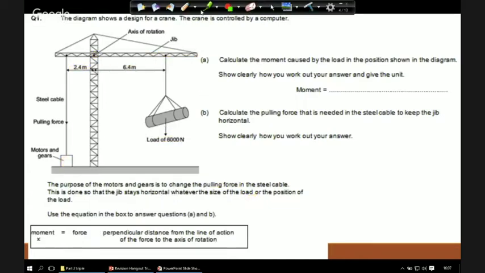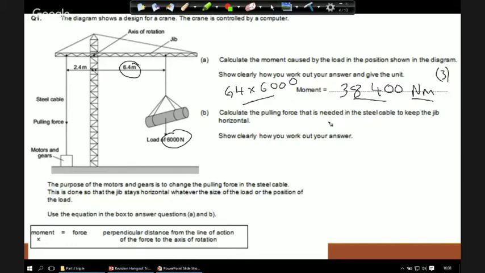So let me just clear the screen down. Okay, so our distance times the load. So 6.4 times 60,000. When I put that into my calculator, that gives me 38,400 newton meters. Now there would be 3 marks for that: 1 for the correct substitution, 1 for the correct answer, and 1 for the units. So knowing your units is really, really important for you.